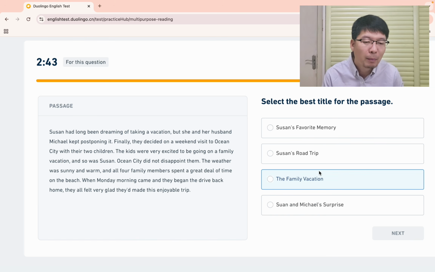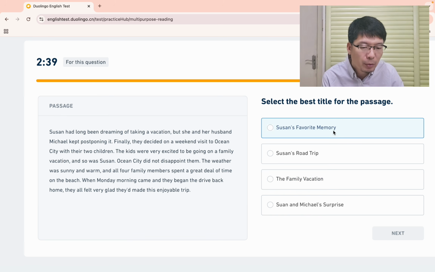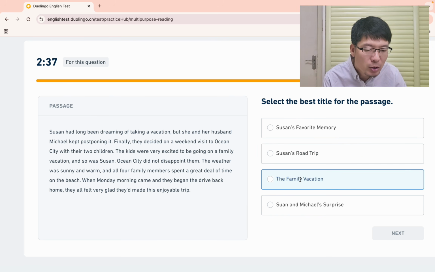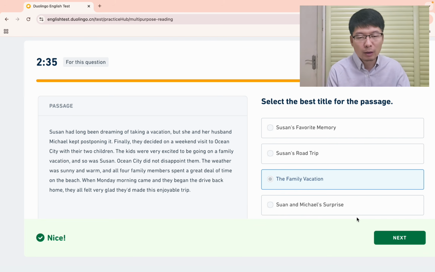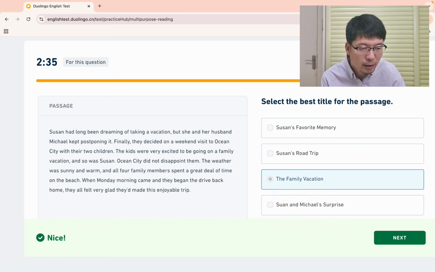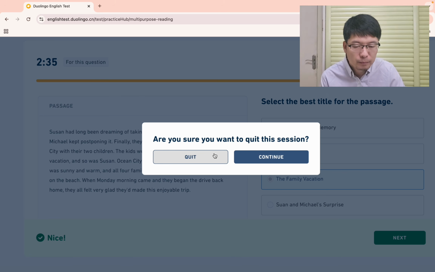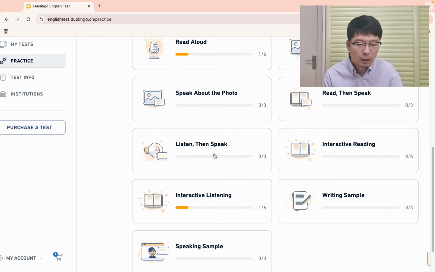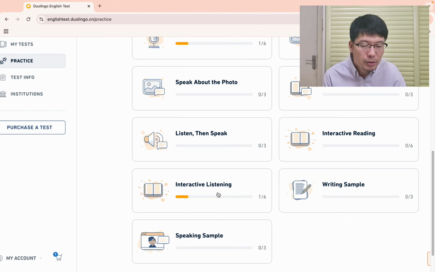Okay, so next, select the best title for the passage. Susan's favorite memory, Susan's road trip, the family vacation. Okay, so we have finished the whole question. Okay, let's see the next question type. The next one is interactive listening.